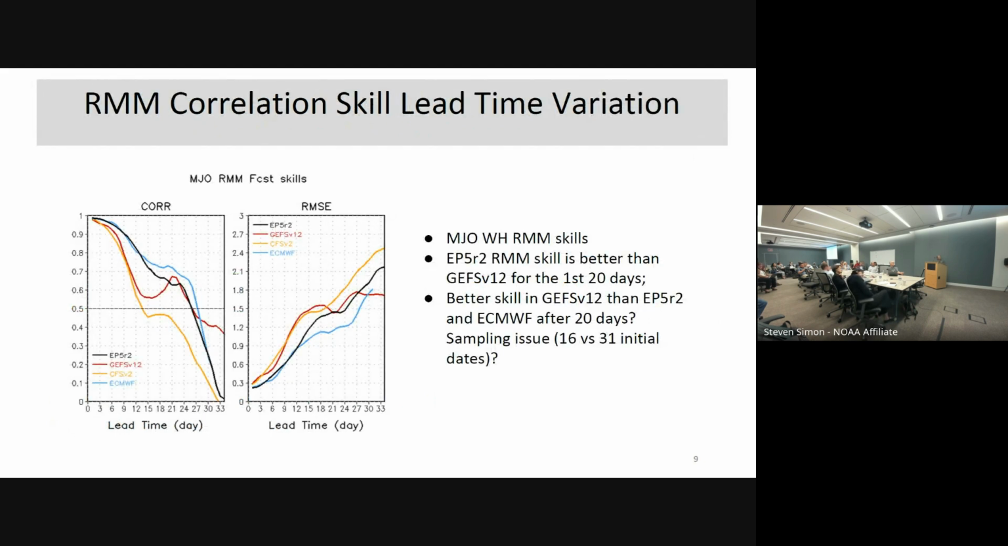Here is just the traditional MJO scale lead time variation diagram. The left side is for correlation. The right side is the root mean square error. That is based on all forecasters available and all the 4 models in the comparison.